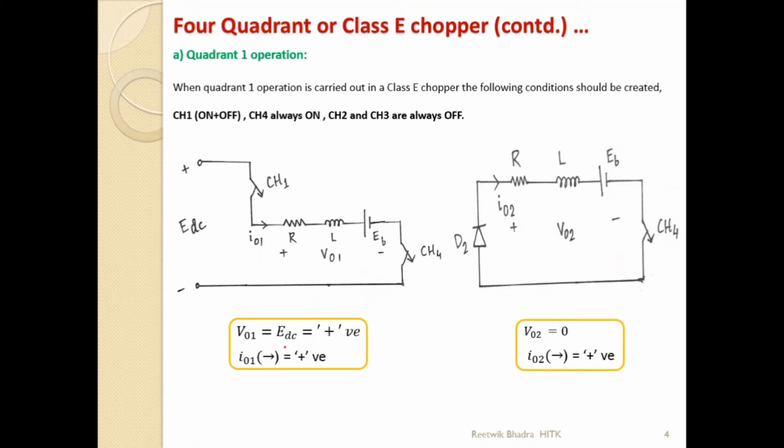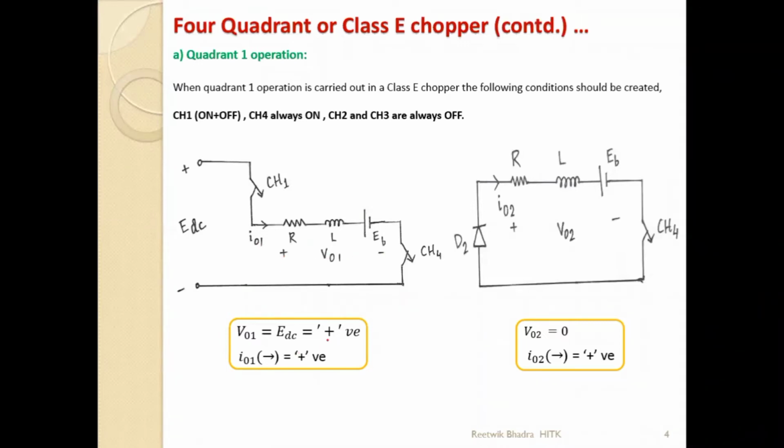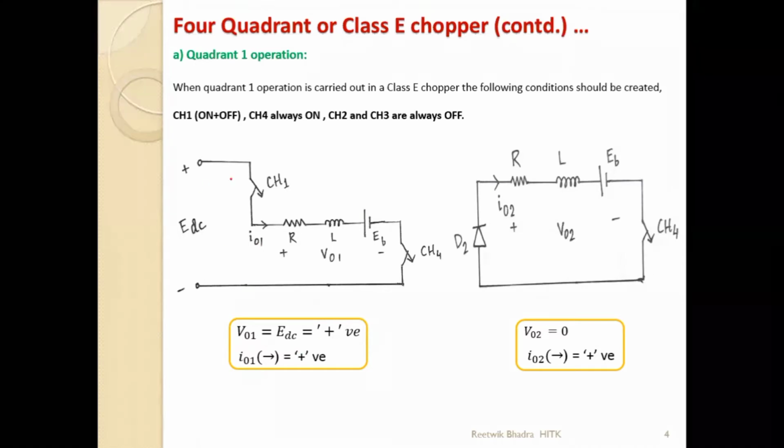So V01 will be EDC. If we compare V01 polarity with the V0 drawn in the previous figure, this side was plus, this side was minus, so V01 will come out to be positive. Now if we apply KVL, V01 will be equal to EDC. So positive voltage, positive current.